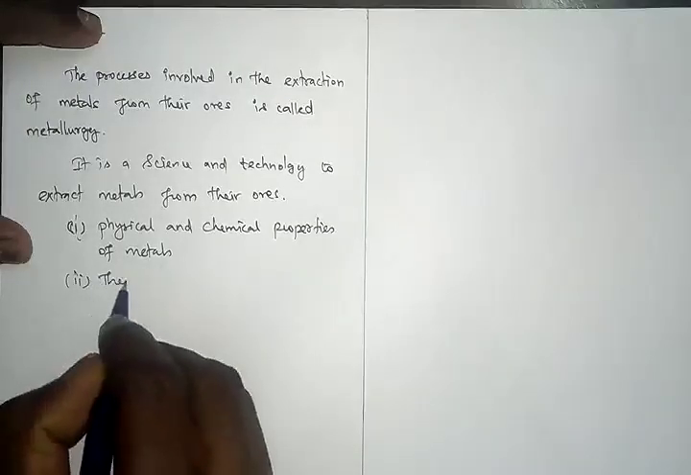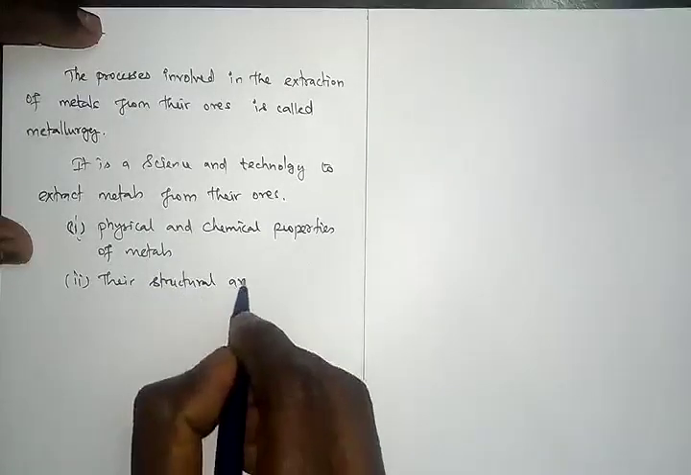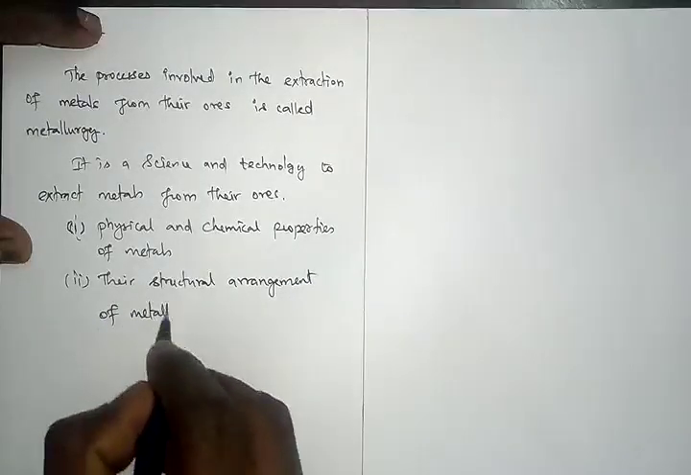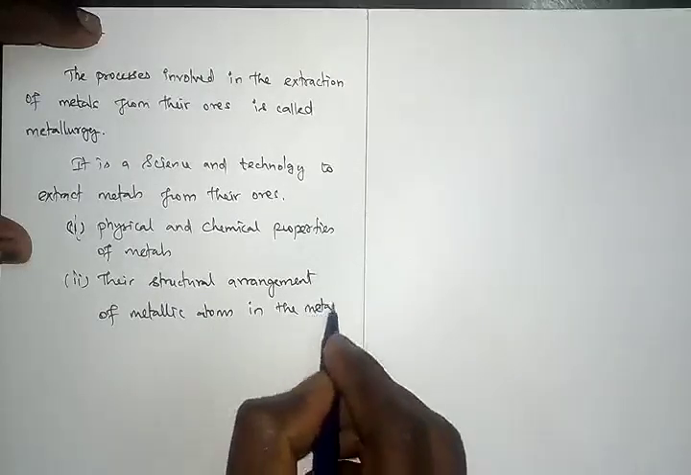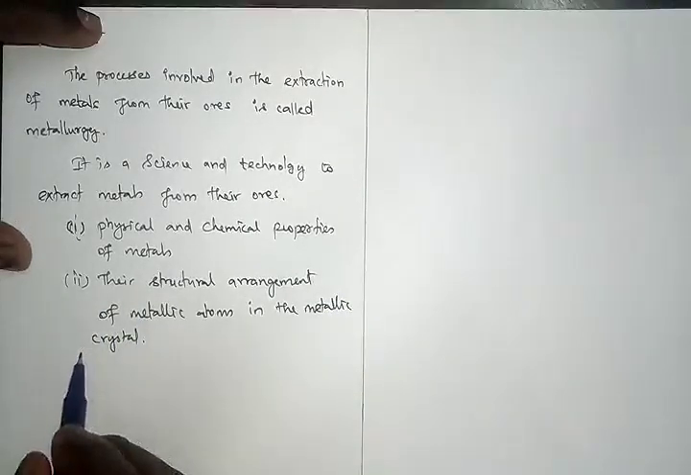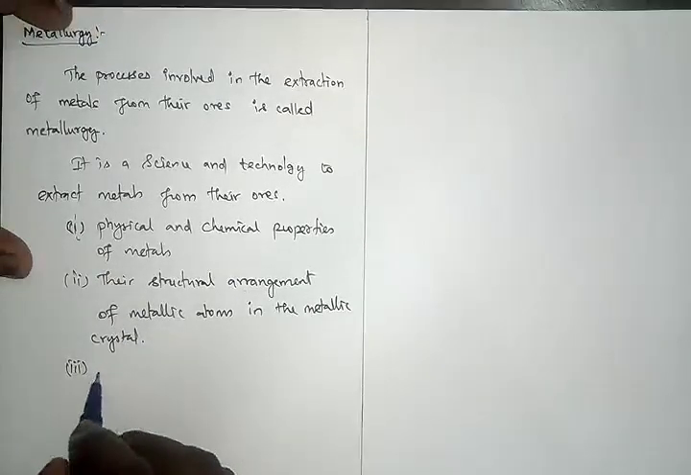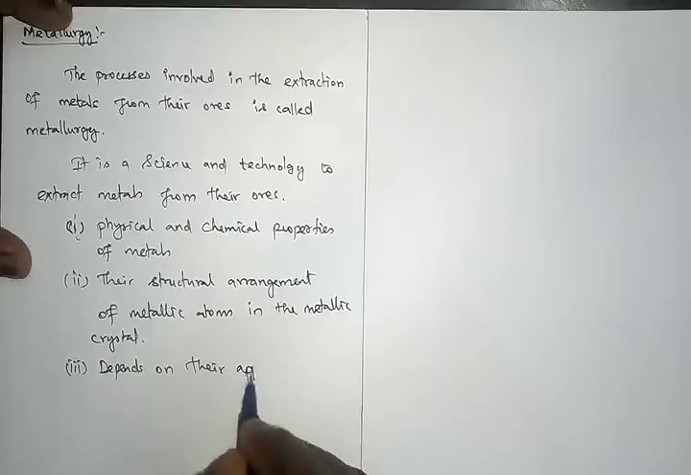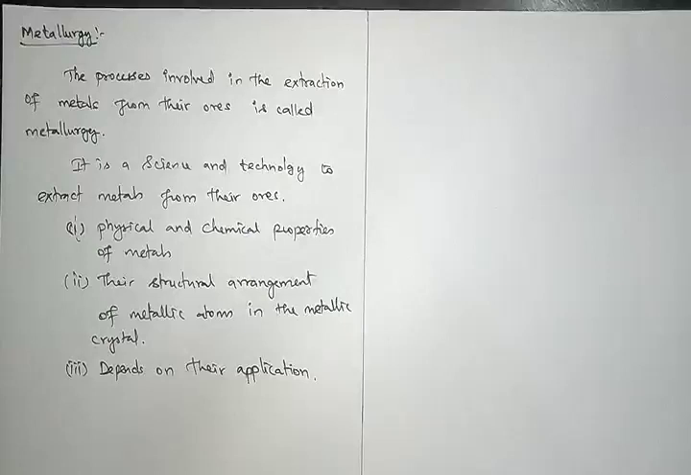their structural arrangement of metallic atoms in the metallic crystal. So how they are arranged in the crystal, they want to study, and based on that they do this metallurgy process. The last one depends upon their application. So these are the bases for the metallurgical process.